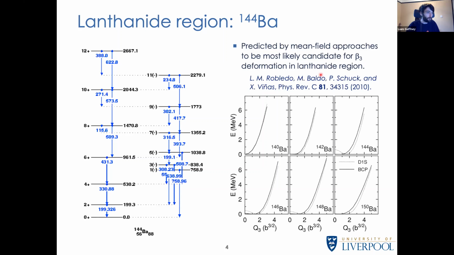But what I wanted to say is that the mean field theoretical calculations, and as you'll see, experimental efforts, have also been focused a lot on the barium chain in this particular region. And 144 barium is the candidate you see that has the deepest minimum from many of these calculations. Of course, there are quite a few; I'll show some references in a little while. But 144 barium is really the focus that everybody looks towards to see this strongest effect of the octupole deformation.